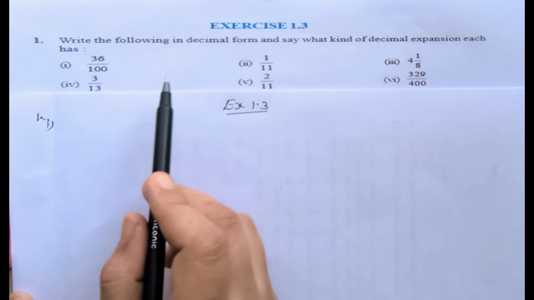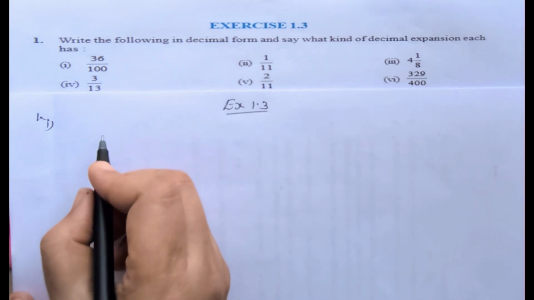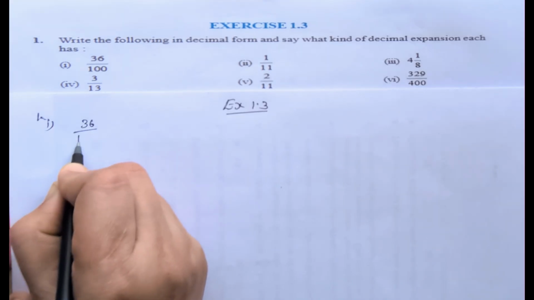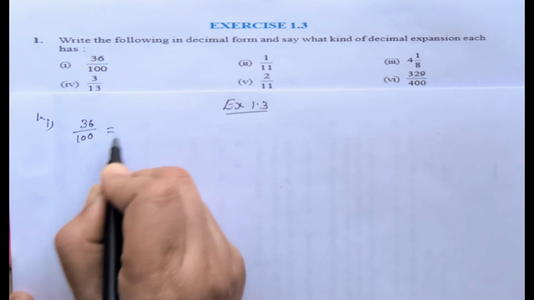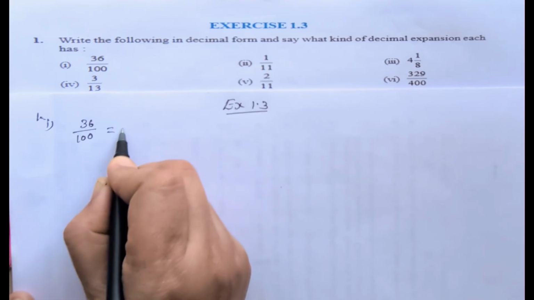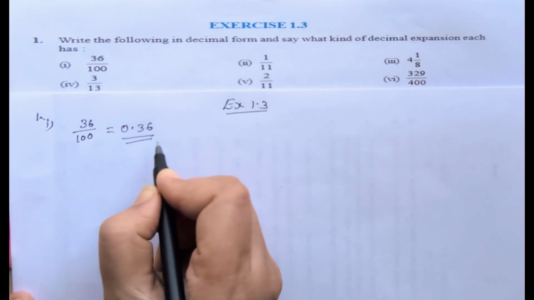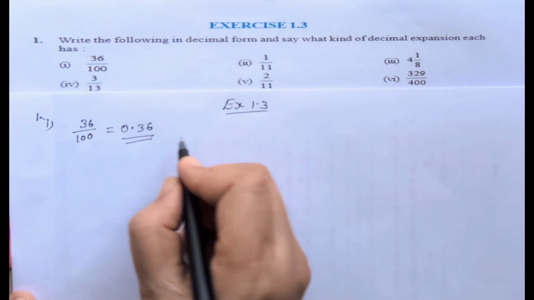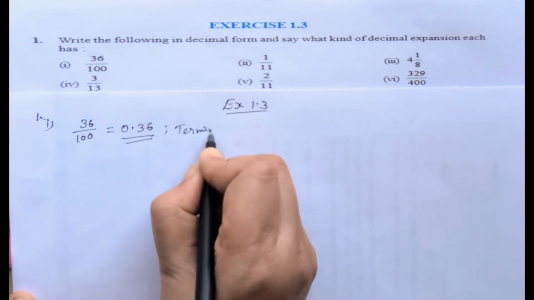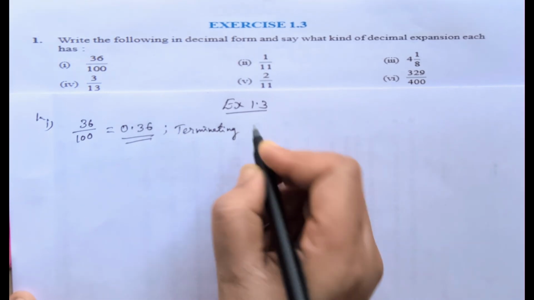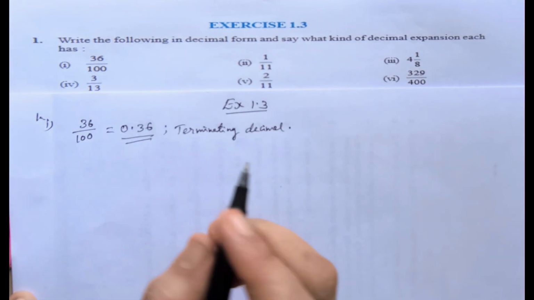First question, write the following in decimal form and say what kind of decimal expansion each has. First one, 36 by 100. When you are dividing by 100, straight away we can write that as just move 2 places to left. It will become 0.36. This is the terminating decimal form. So 36 by 100 is a terminating decimal.